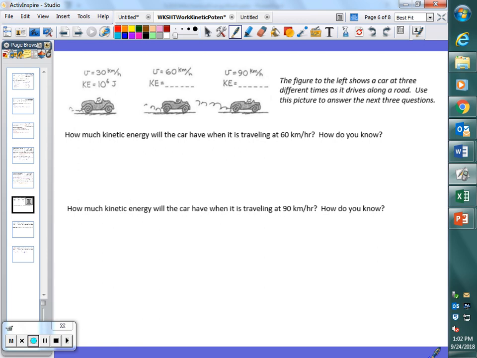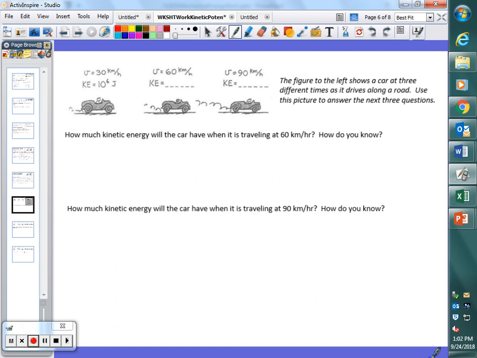Okay. Without trying to answer any specific questions, if we just examine this situation, what's happening to this car here? It's moving. What else is it doing as it's moving? It's getting faster. Okay, first basic question: is work being done in this situation?